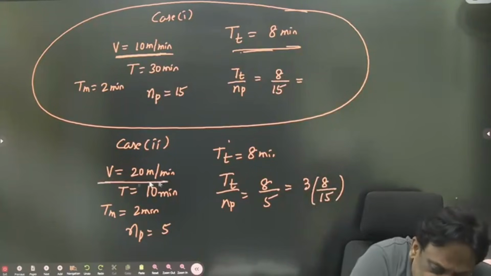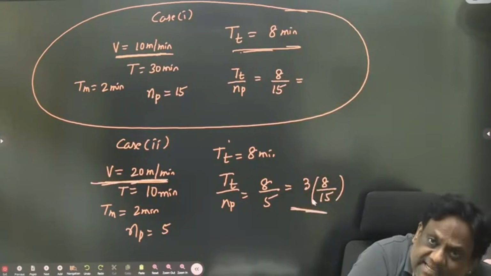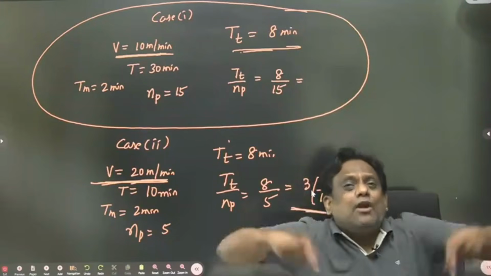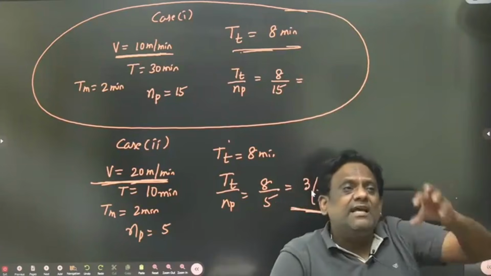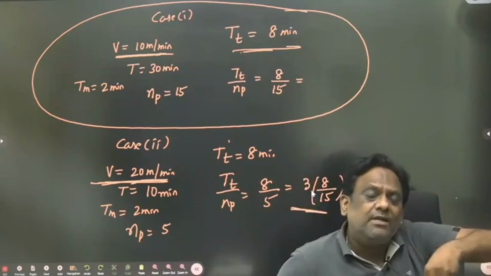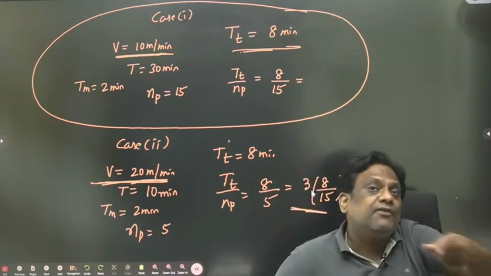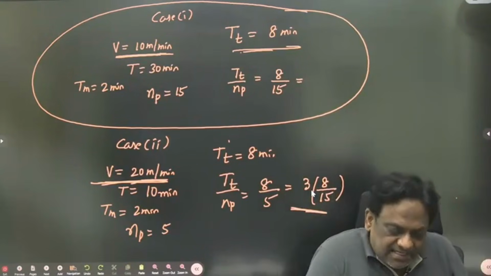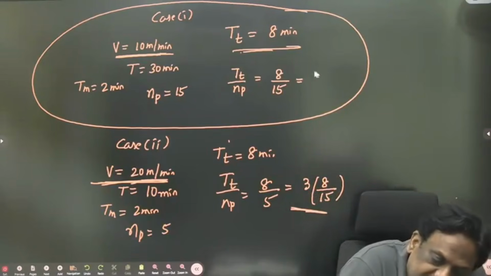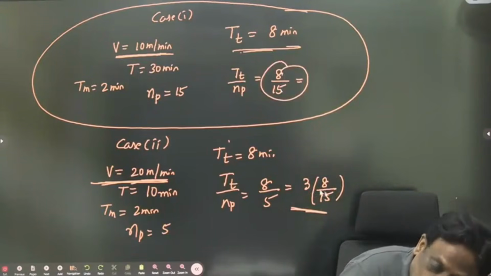So when the velocity is increasing, the tool changing time is also increasing. The reason is when you are cutting at high velocities, the tool life will be less. When the tool life is less, it is manufacturing only less components. Therefore, frequently you are changing. Therefore, tool changing time per piece is increasing. क्या ये बात सबको समझ में आई सर? First it was 8 by 15. Now it is 3 times.